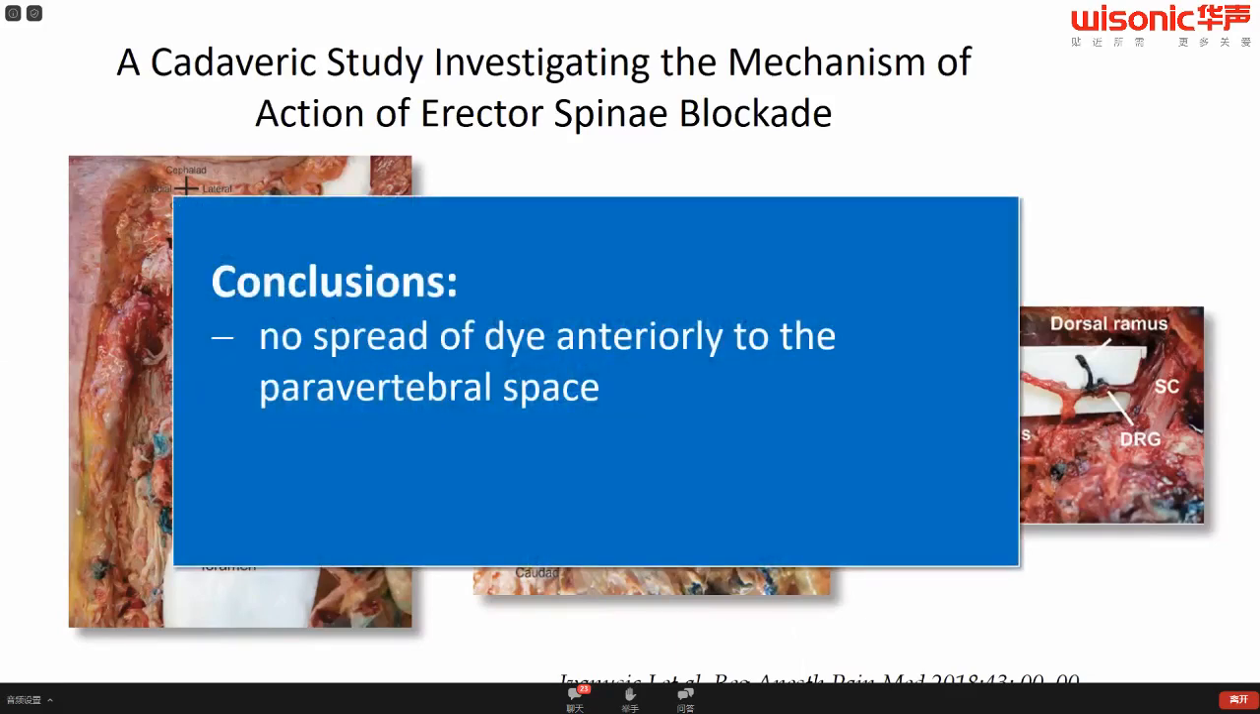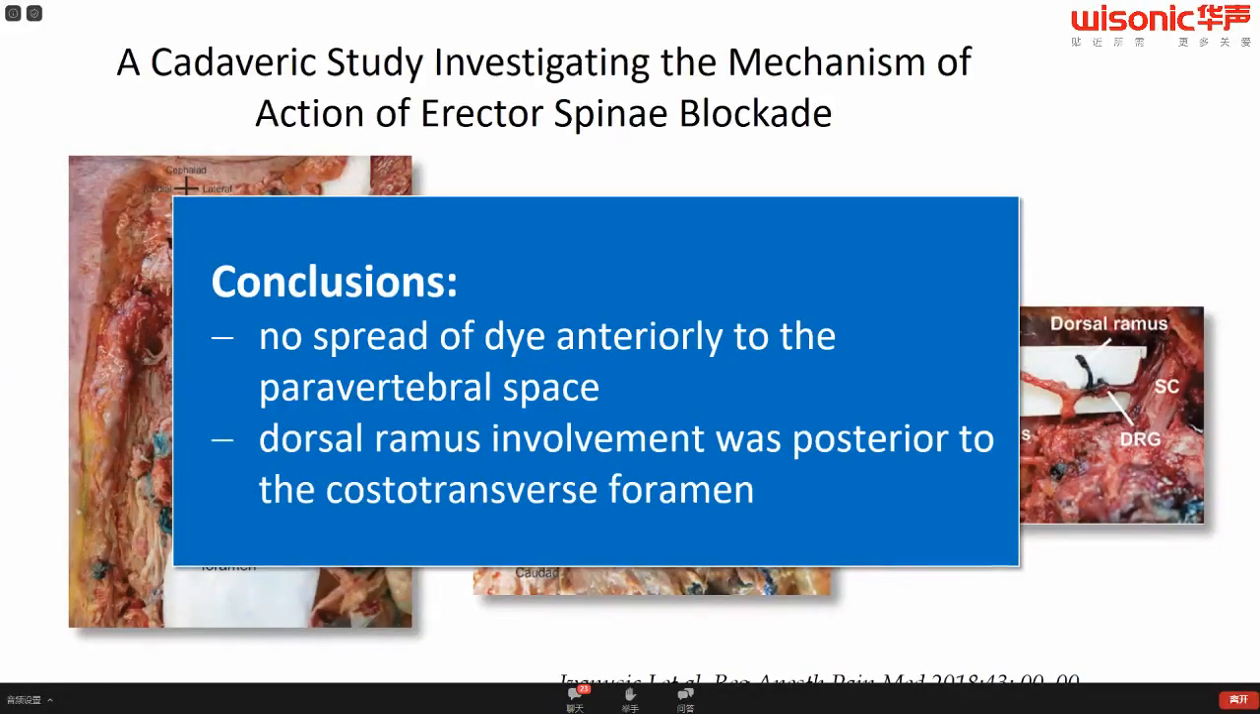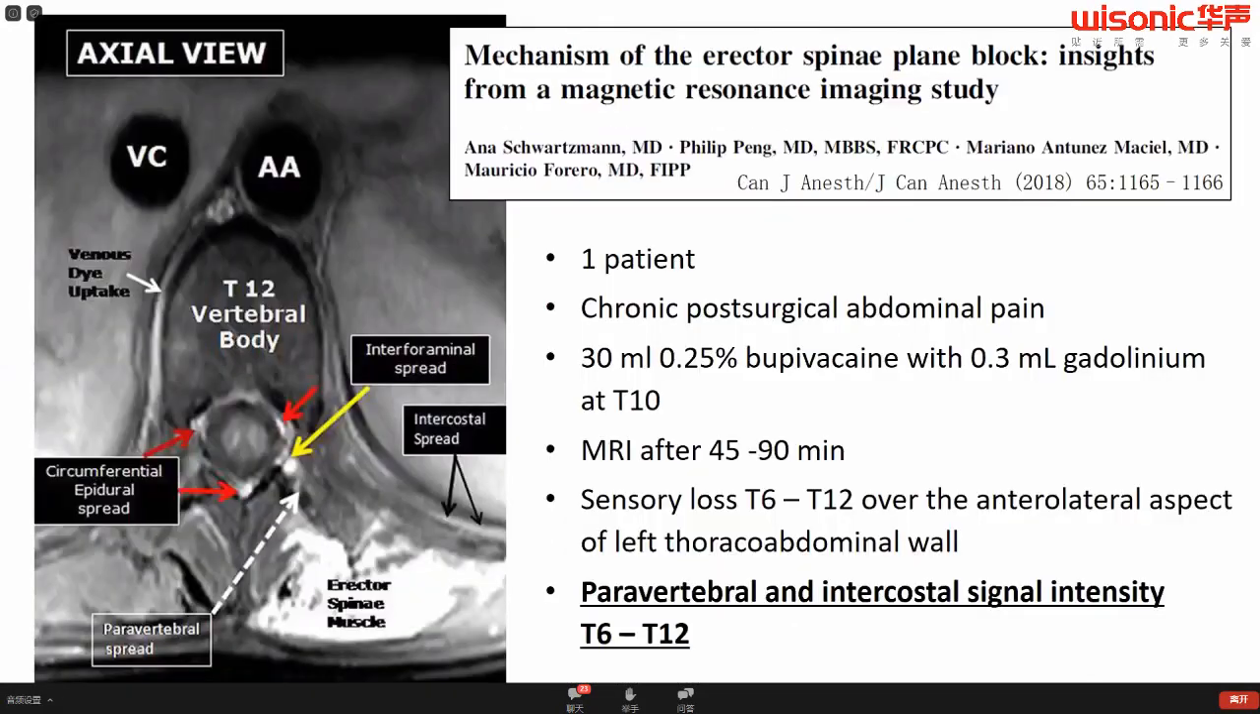So the conclusion was there was no spread of dye anteriorly to the paravertebral space, and the dorsal ramus involvement was posterior to the costotransverse foramen. This is another patient where 30 ml of bupivacaine with contrast dye were injected at T10. And after 90 minutes, they made an MRI and they found sensory loss between T6 and T12 over the anterolateral aspect of the left thoracoabdominal wall.